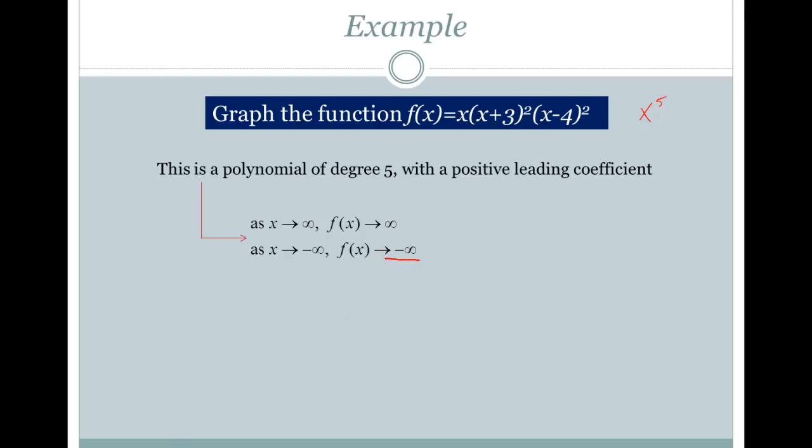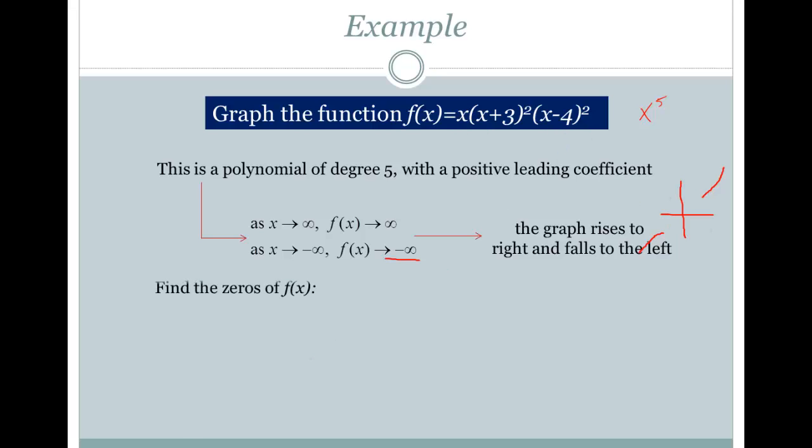What does that mean? The graph's going to rise to the right and fall to the left. In other words, if I have something like that, it's going to finish like that and come down like that. Now, the question is what happens in between? And that's what I'm going to use my zeros to tell me.